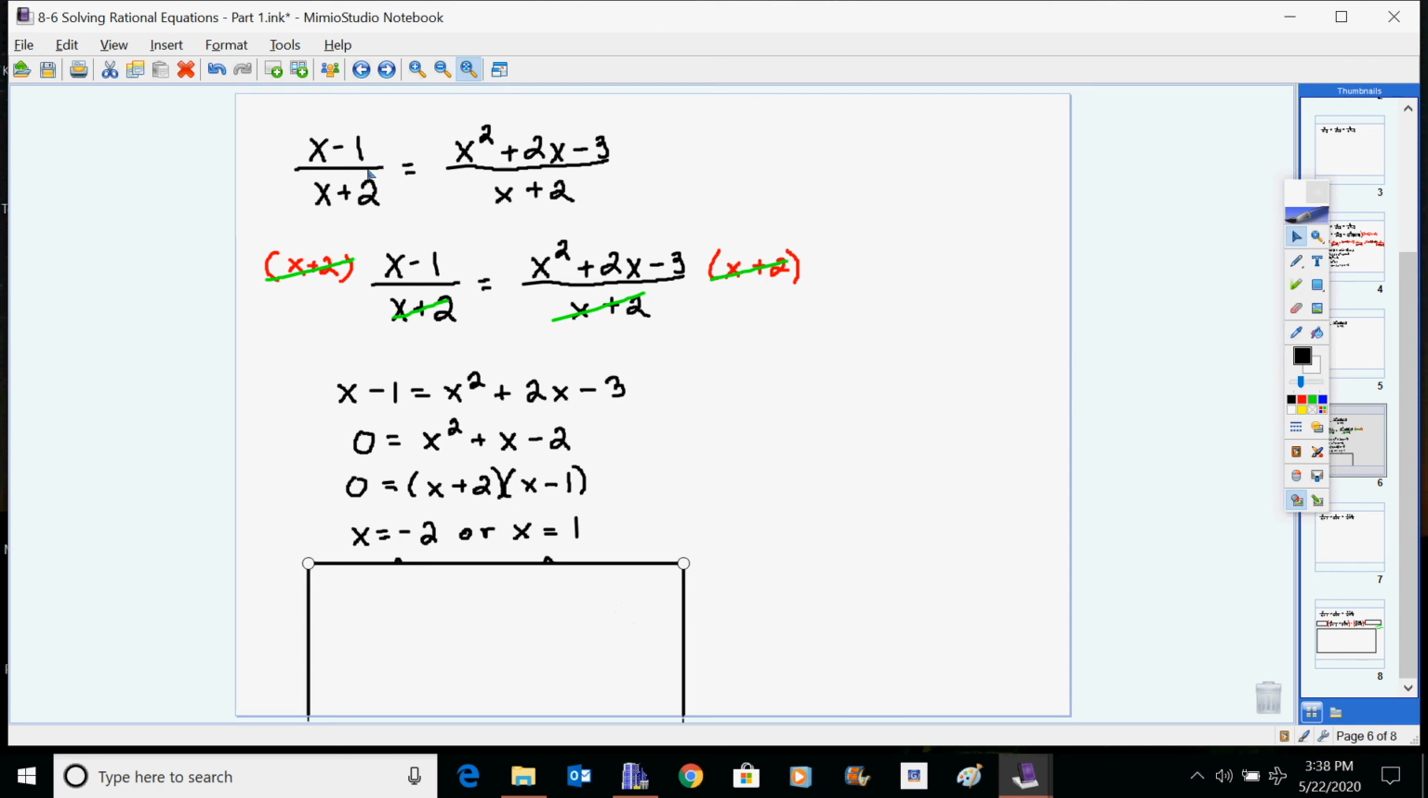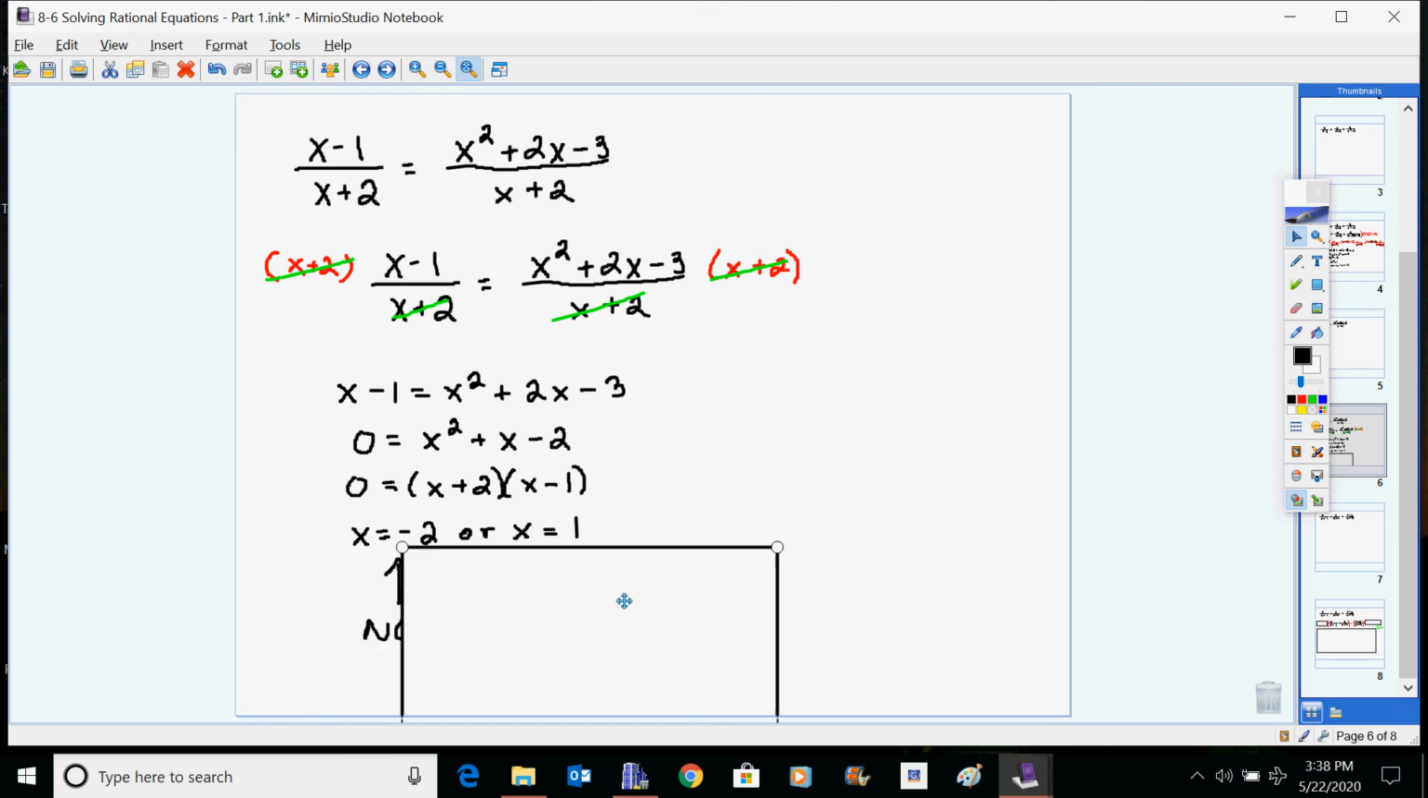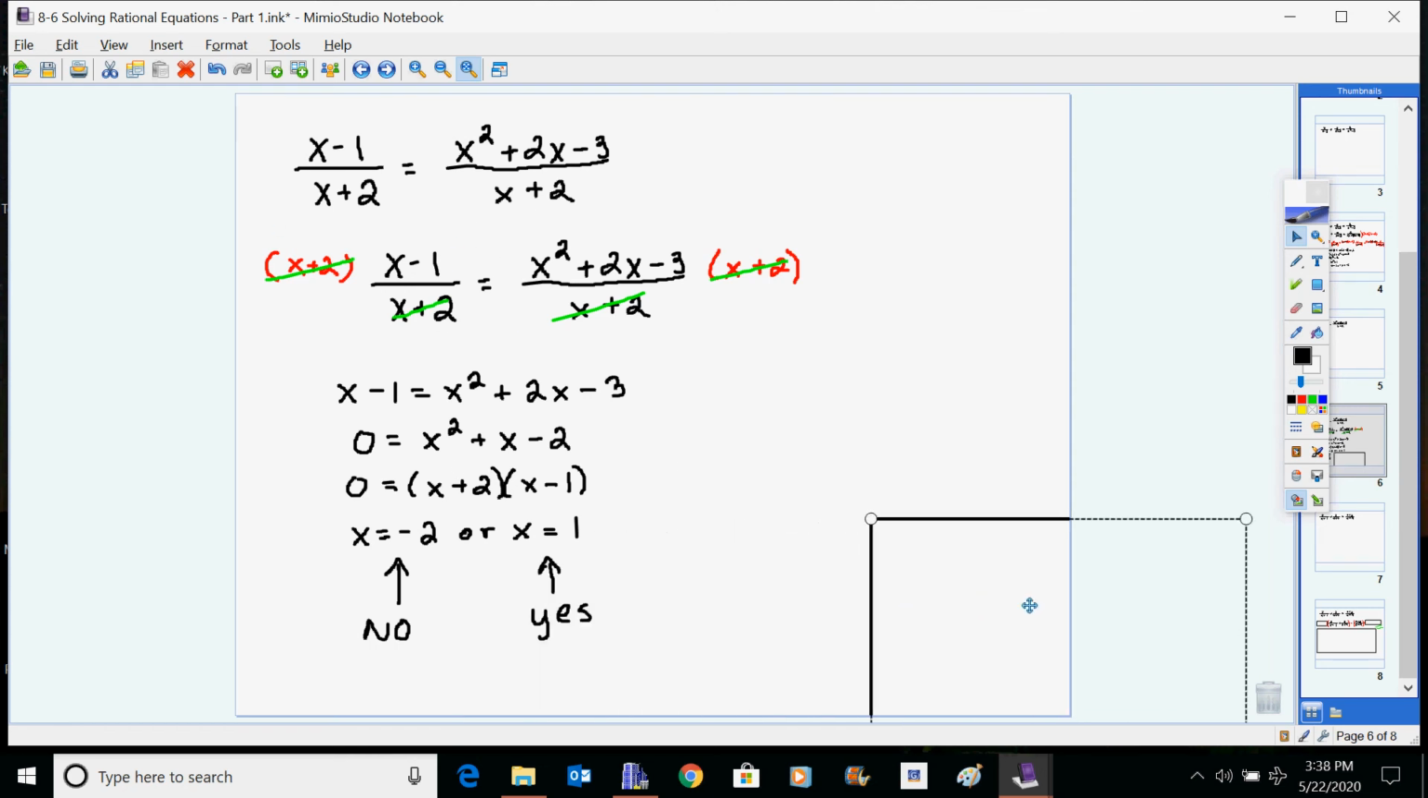Now you give it a quick check to make sure that there are no illegal denominators here. If I tried to put in a negative 2, I have a problem. I'm going to get 0 in the denominators, so this one's nope, doesn't work. However, x equals 1, that's perfectly legal, and that will give you something that will work. So your answer is x equals 1. This one's a no because it gives you an illegal denominator. So you do always want to make sure that you check for that.